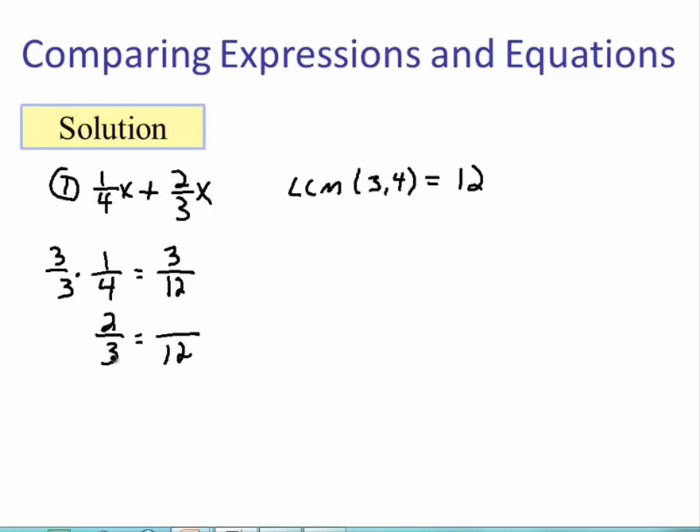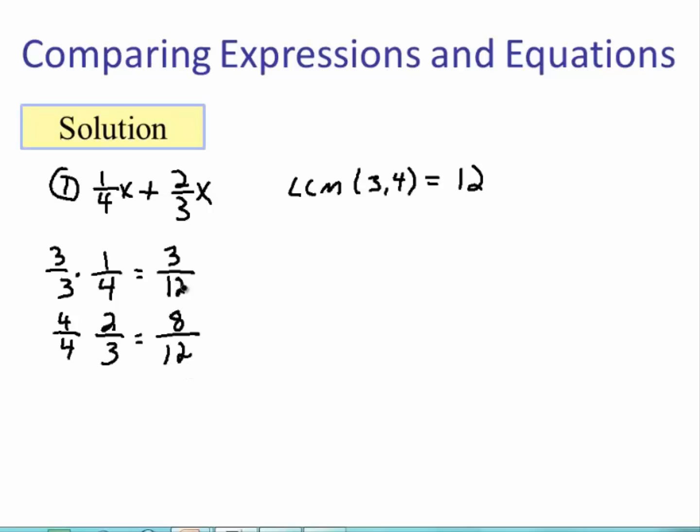For this fraction, what number do I need to multiply 3 by to make it 12? That's 4. But if I multiply the denominator by 4, I have to multiply the numerator by 4 too. And again, 4 over 4 is the same thing as 1. This fraction will be equivalent to the original, but it will have 12 as the denominator. So our new numerator is 4 times 2, which is 8.